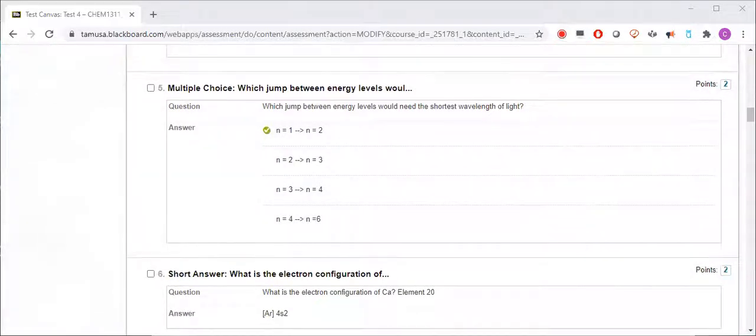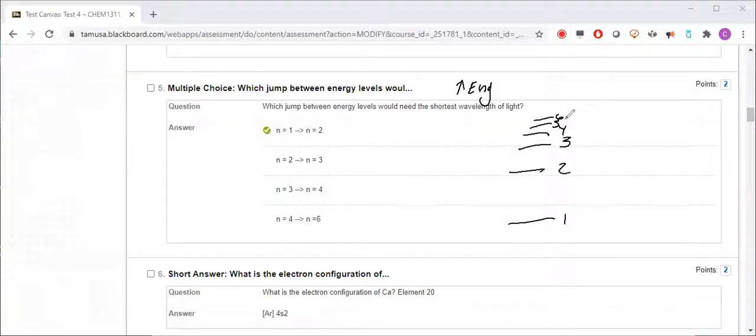What jump between energy levels would need the shortest wavelength of light? The shorter the wavelength of light, the higher the energy is. So if we remember from our diagram in class, the higher you go up, the closer the energy levels are, until they just start stacking on top of each other. So 1 to 2 is the biggest jump. So the lower the numbers are, the bigger the jump. The bigger the jump, the more energy you need. The more energy you need, the shorter the wavelength. So that'll be 1 to 2.